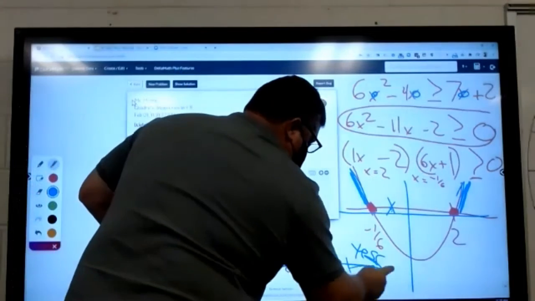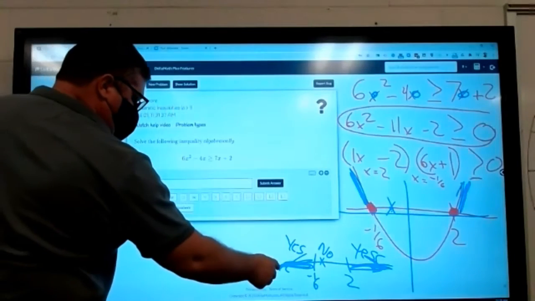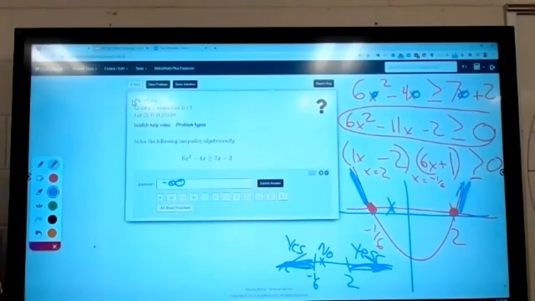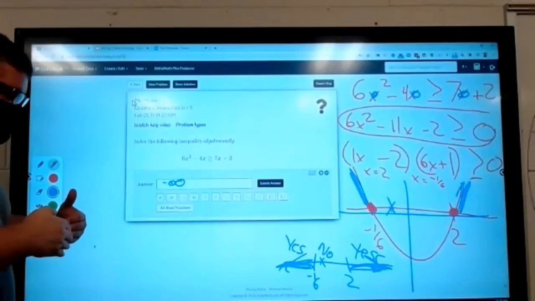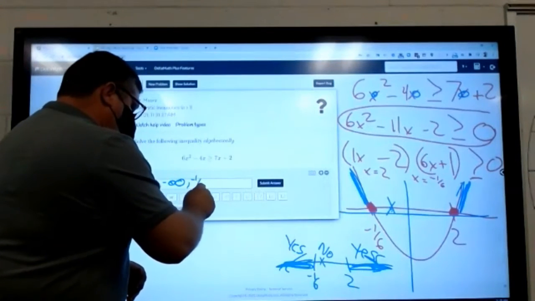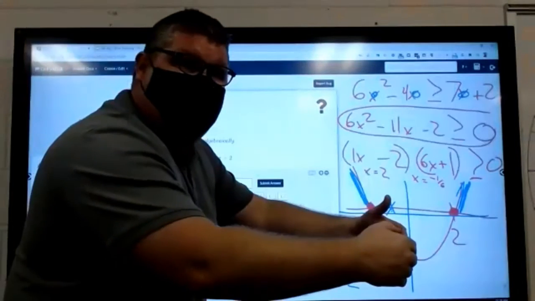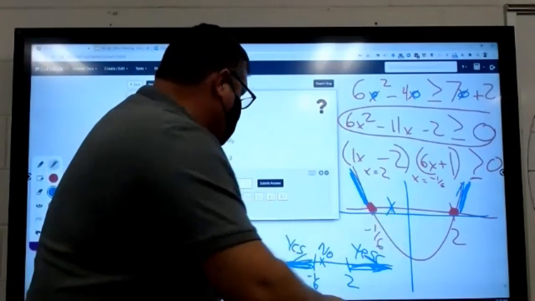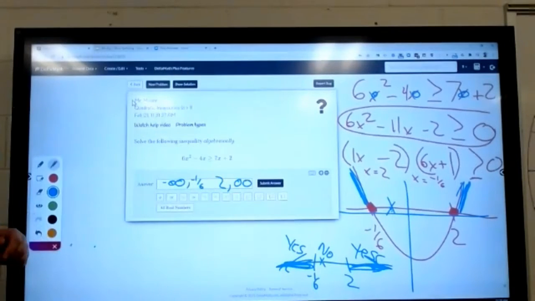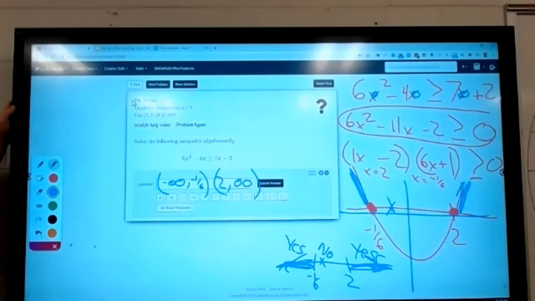How do I say this and that? Well, where does this start over here? Negative infinity, do we agree? Yes, yes, yes. To negative 1/6, does everybody agree? Then we have a no part, and then what do we have? 2 to infinity, does everybody agree? So now, obviously, we probably ought to have some parentheses there, don't you think?